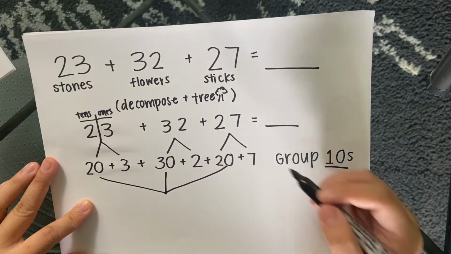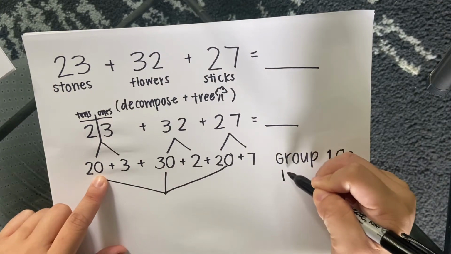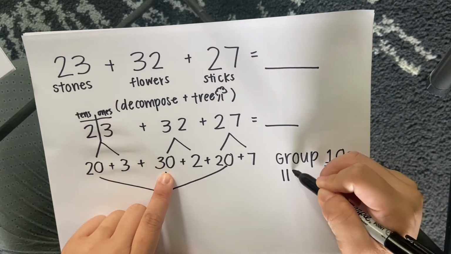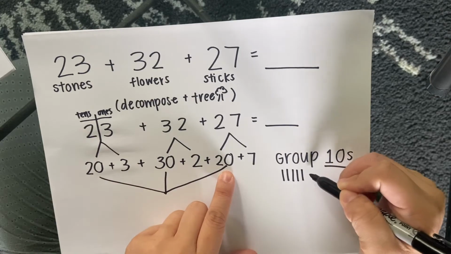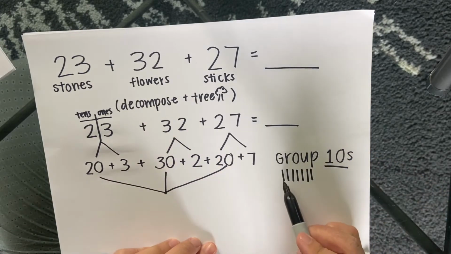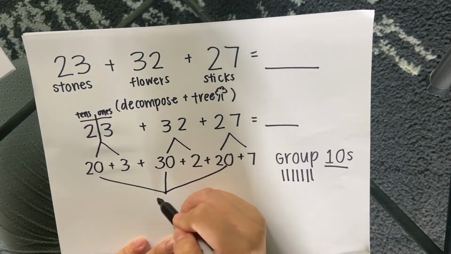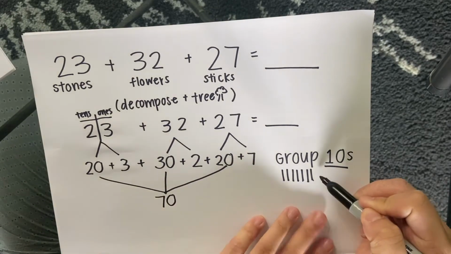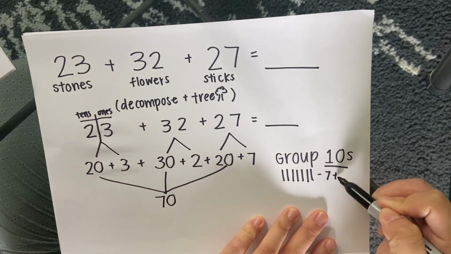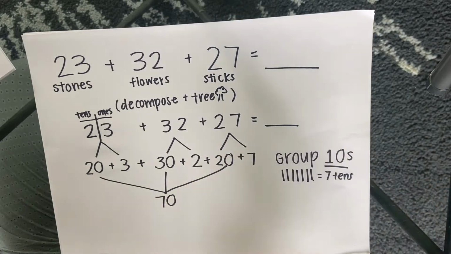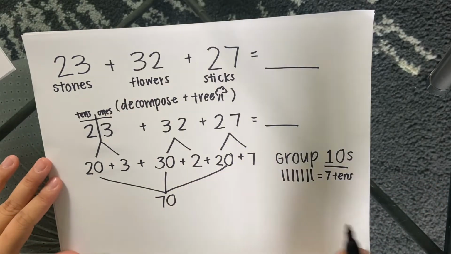So I'm going to do 10-way really fast. We have 10, 20, 10, 20, 30, and then 10 and 20. So we have all the tens. 1, 2, 3, 4, 5, 6, 7. So we have 7 tens, that's 70. So when I grouped the tens, I found that there was 70, so now that's done.